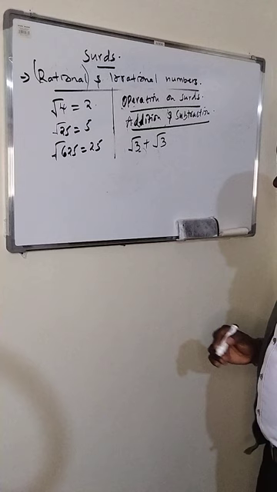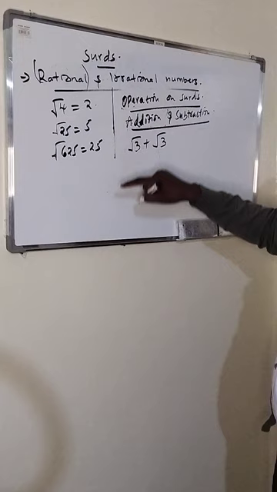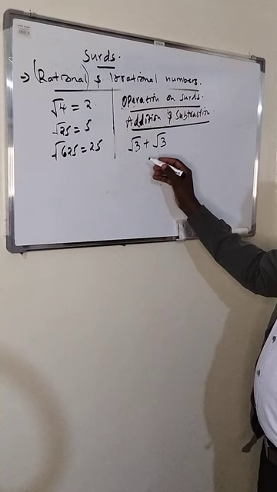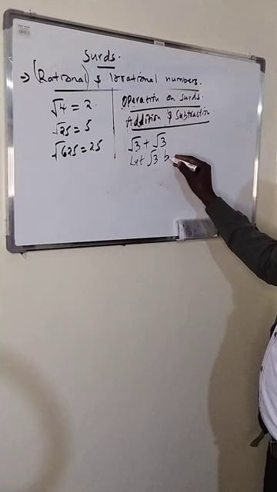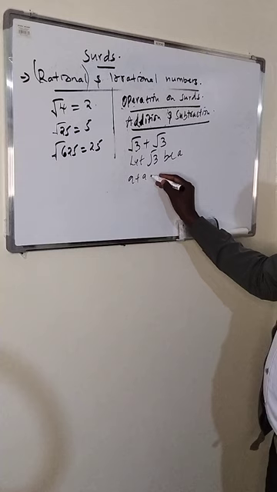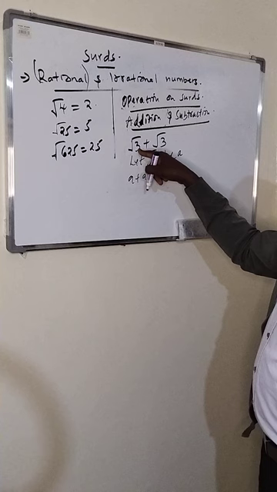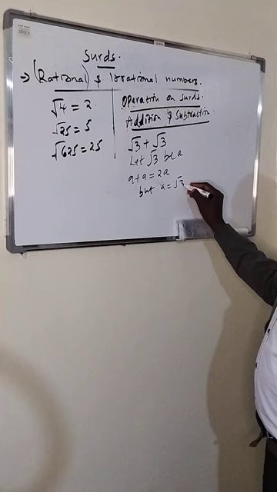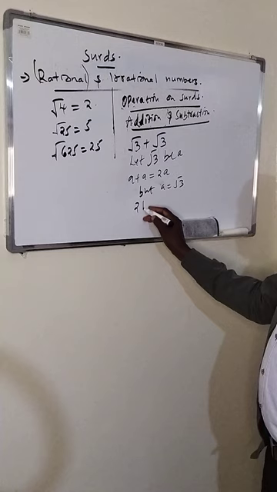In this case, if you add these two surds, the best way to add them is to think about it in terms of, say, let surd 3 be A. So we shall be adding A plus A, which will give us 2A. But A is surd 3, which therefore means our answer will be 2A, and A is surd 3, so the answer is 2 surd 3.